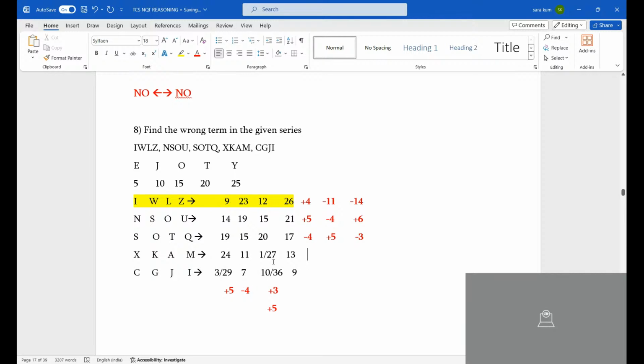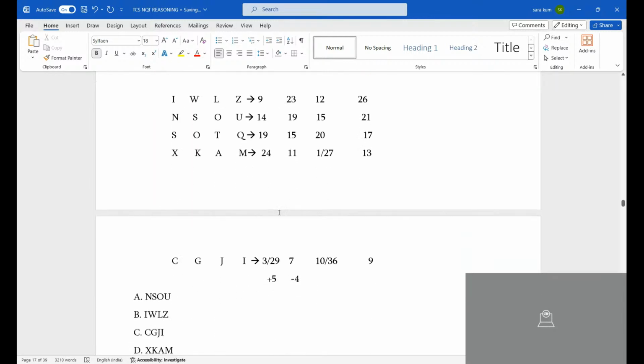From 24 to 11, it is minus 13. And from 11 to 27, it is plus 16, or minus 10, however you want to call it. And this is plus 12. So there is no particular pattern. You have to look at it column wise, and that would make sense.